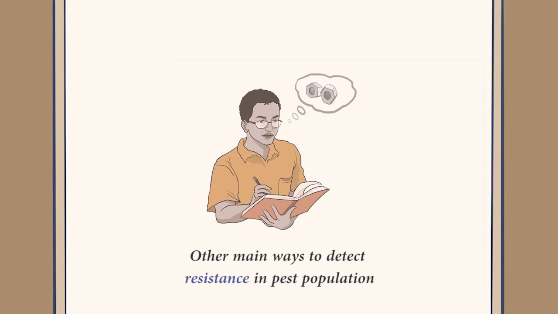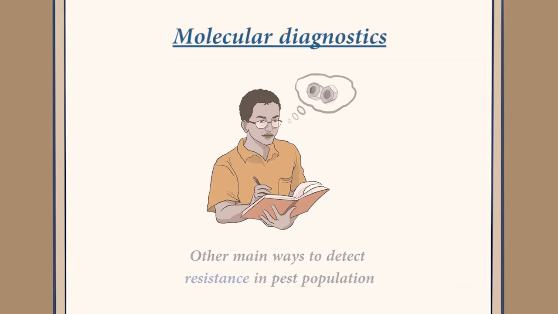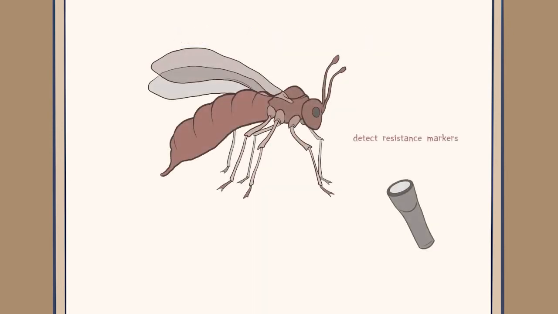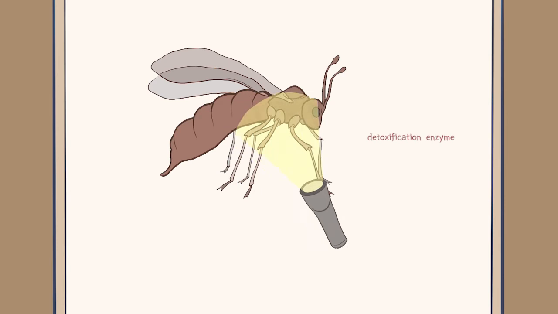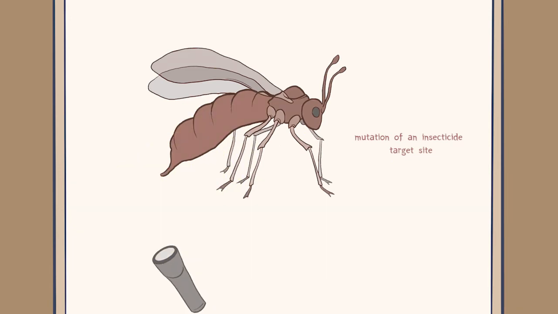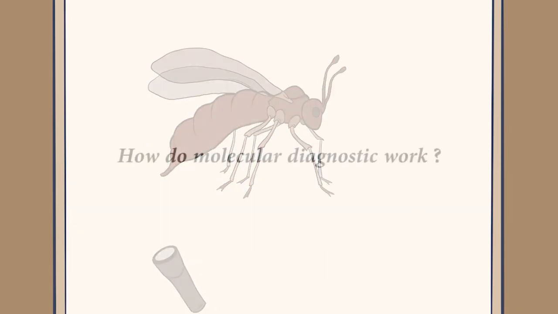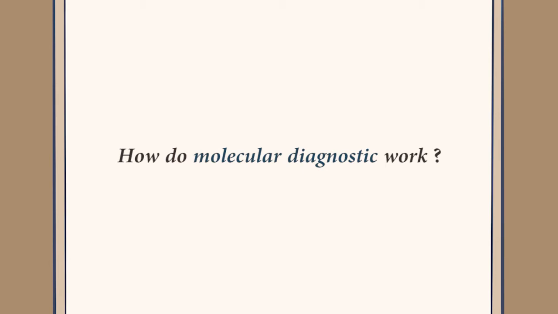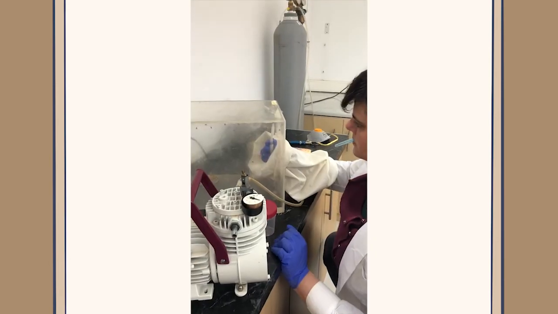The other main way we can use to detect resistance is to use molecular diagnostics. These detect resistance markers, the genes or mutations that cause resistance. These can include the identification of an enzyme that breaks down the insecticide or a mutation in an insecticide target which reduces the binding of the insecticide. So how do molecular diagnostics work?